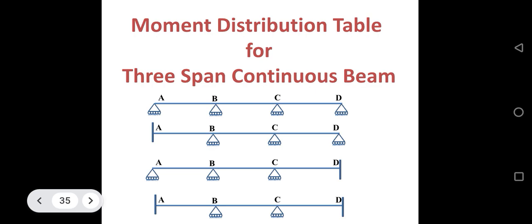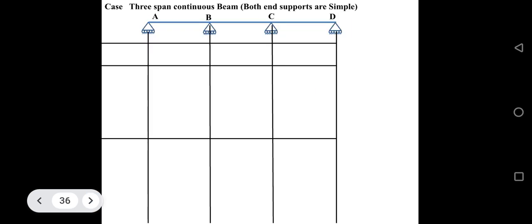For a three span continuous beam, you can observe the first case where both end supports A and D are simple. In the second case, one end support is fixed and the other end support, that is D, is simple, or D is fixed and A is simple, that comes in the same category. And the third case is where both end supports are fixed. Now how to prepare the moment distribution table and how to solve it, that we will discuss.